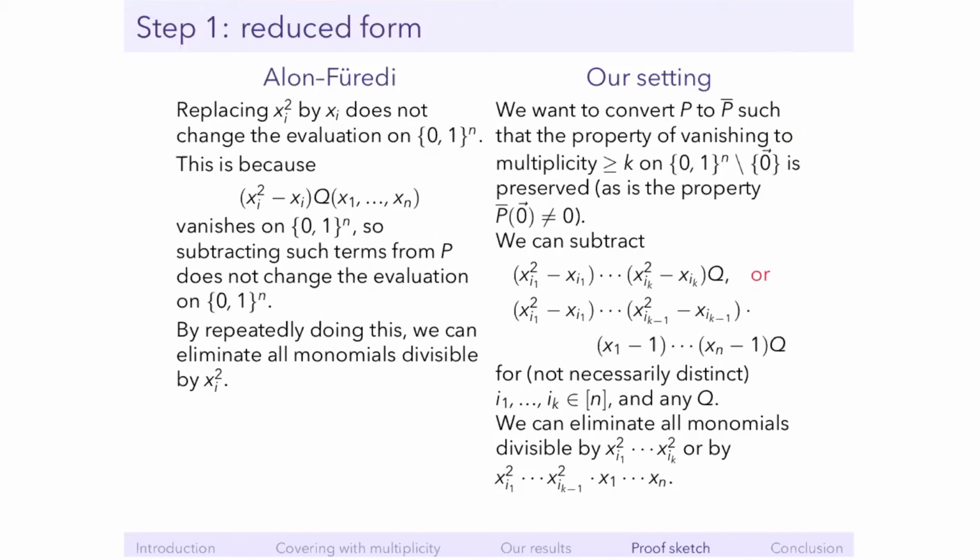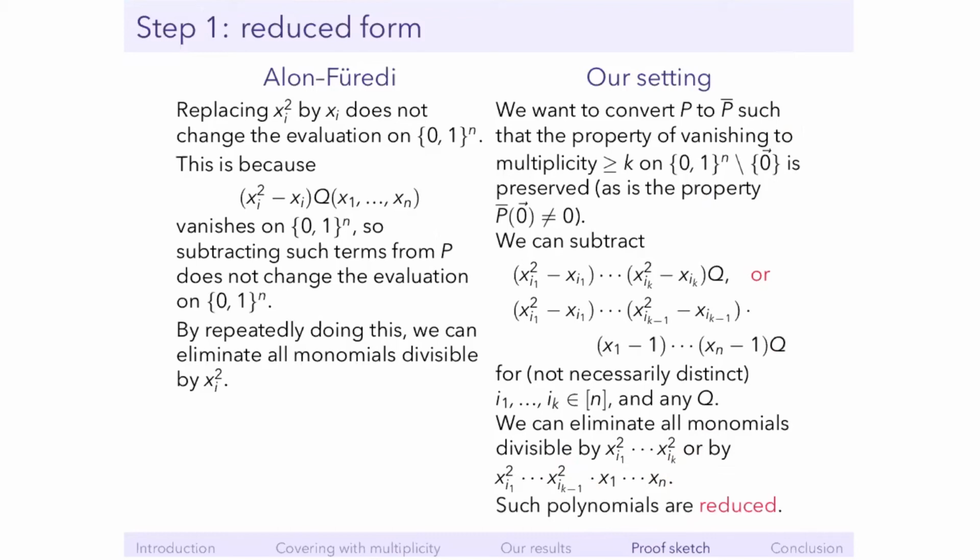And the point is that by repeatedly doing this operation, we're able to eliminate any monomials divisible by one of these two things: either divisible by a product of k squares, or divisible by a product of k minus 1 squares times all the other variables.